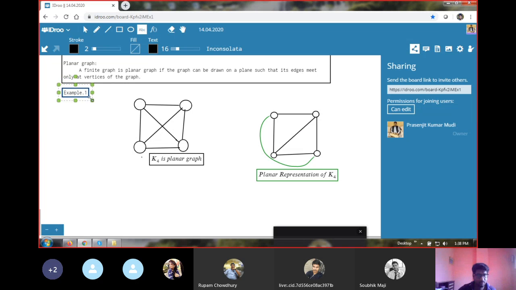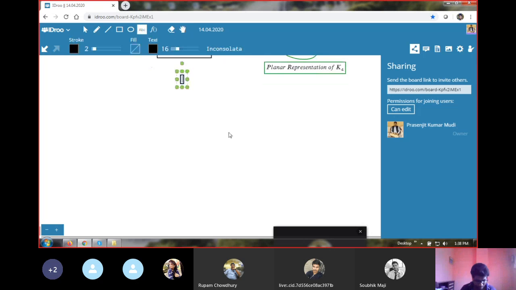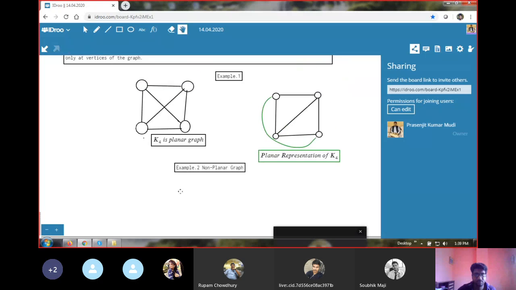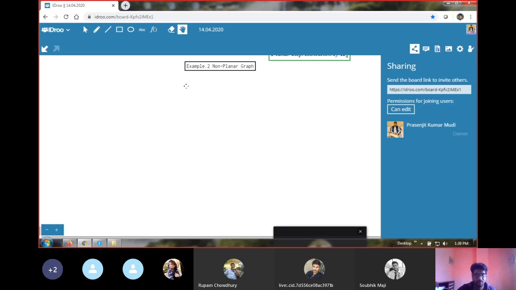Example 1. Next we go for another example, which is not a planar graph. Non-planar graph. So this is about a planar graph. So we can take K5 complete graph.